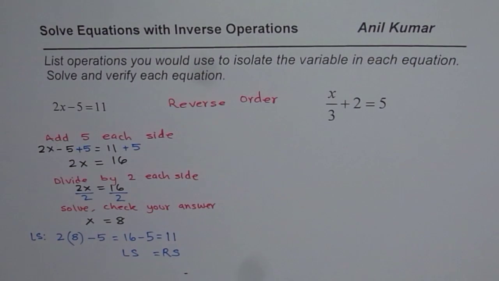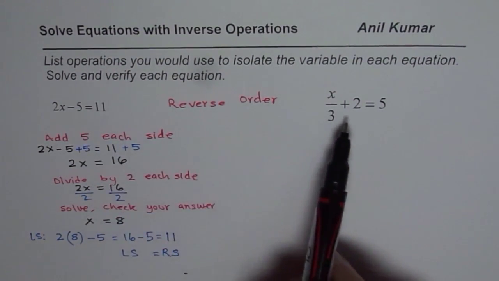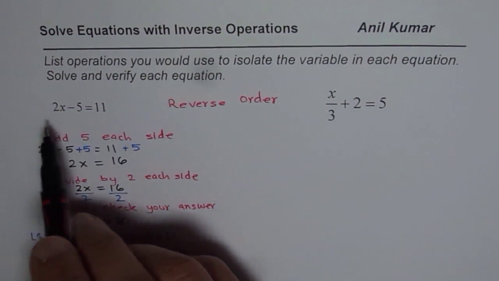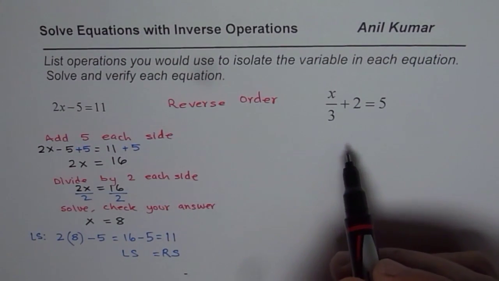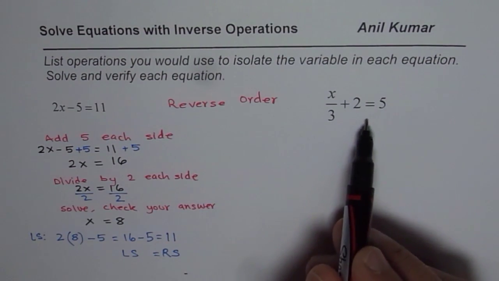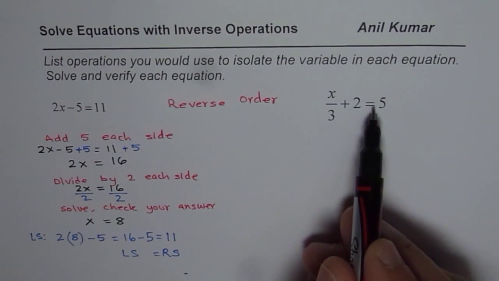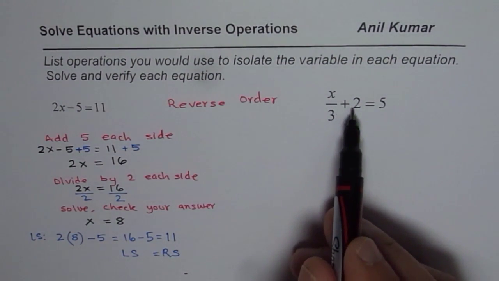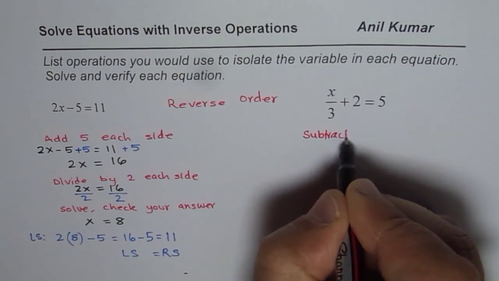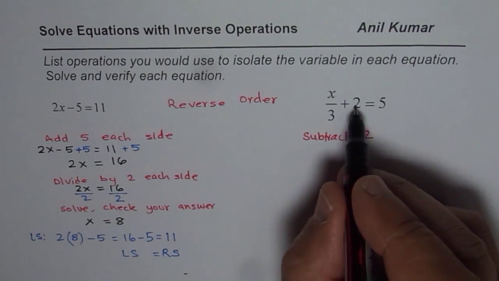We'll do these steps once again. Now I have all different operations here. Instead of minus, I have plus. Instead of multiplication, I have division, or the quotient, right? So product and quotient, these are the reverse operations. Anyway, let's list the operations now. You begin in reverse order. You could read this equation as x divided by 3 plus 2 is 5. So it is x divided by 3 plus 2. The first step is subtract 2. I'm not writing each side, it is understood for both sides. That is the first step.